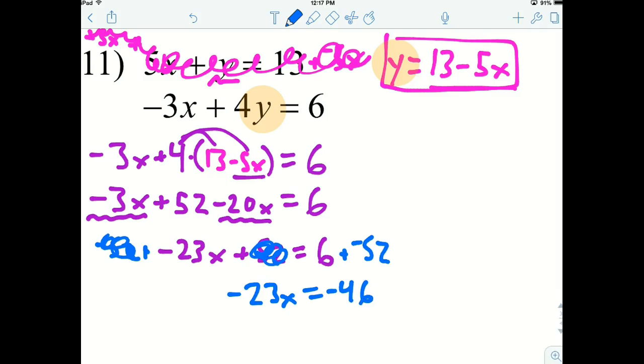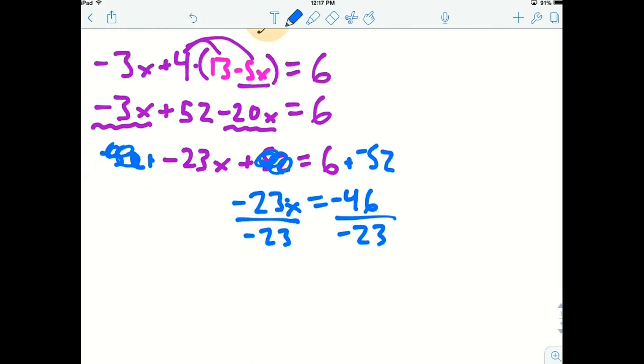Final step, the negative 23 is connected to the x. We don't want to get rid of the whole thing, we just want to get rid of the negative 23 part, so we need to divide that out to undo that multiplication. We divide every single term by that negative 23, and once we do that, we end up with x equal to, plug this one in, and we're going to get a positive 2. So x is equal to a positive 2.